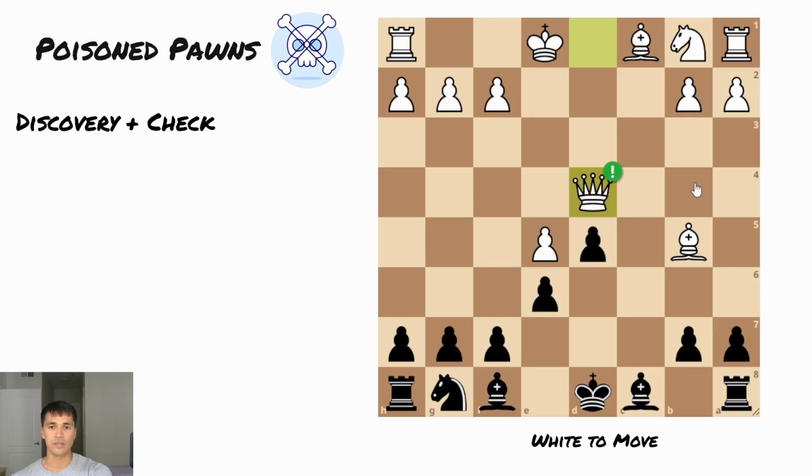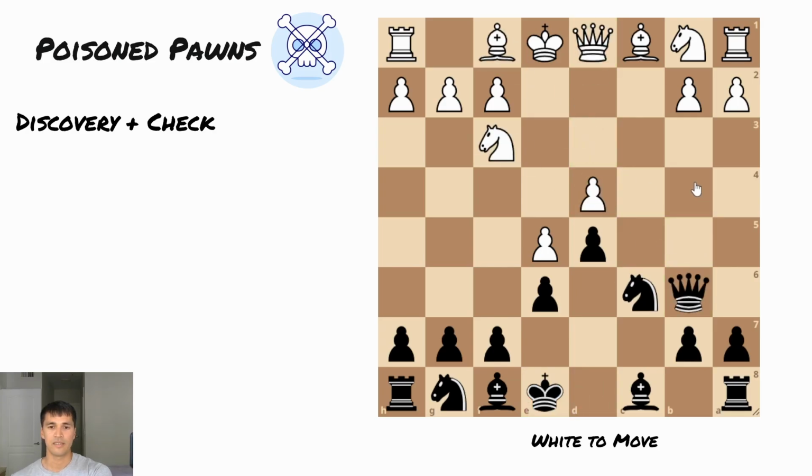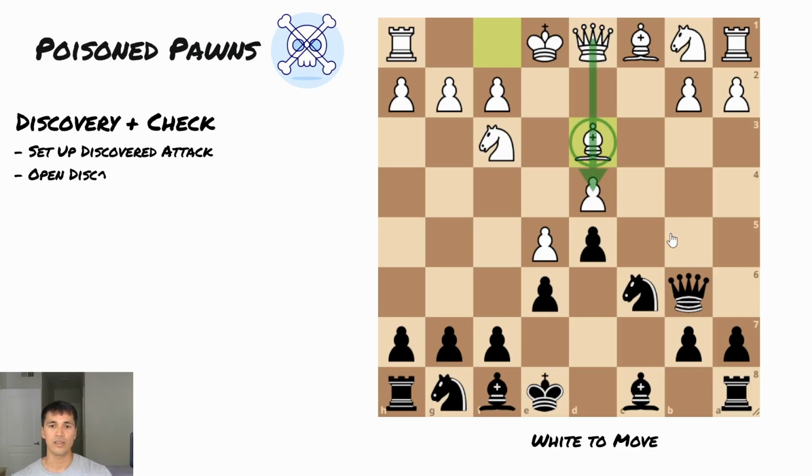So all the way back at the beginning, this is a super common trap in the French defense where the bishop here on d3 sets a discovered attack here. And so now this pawn here on d4 becomes a poisoned pawn.